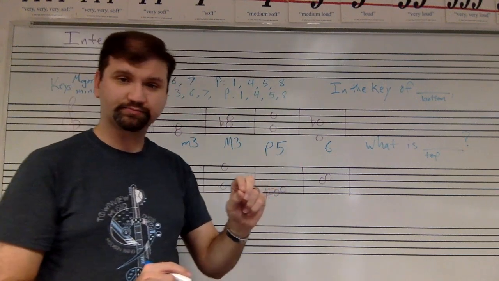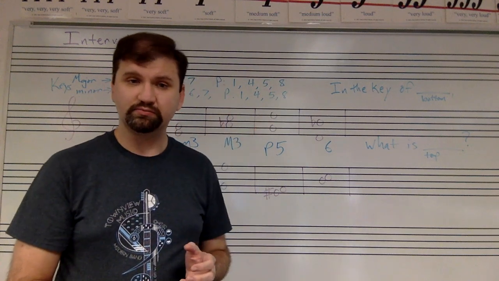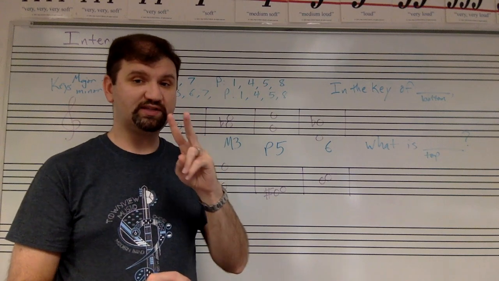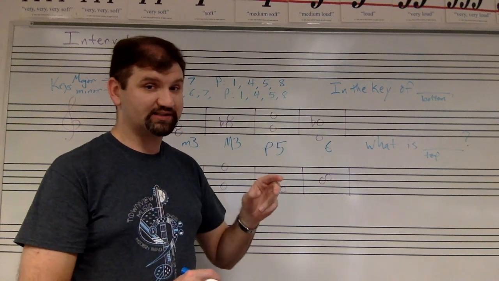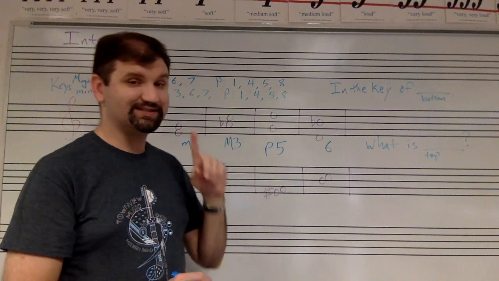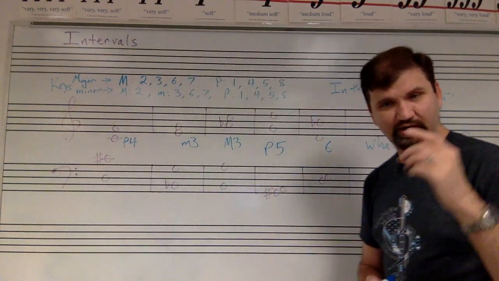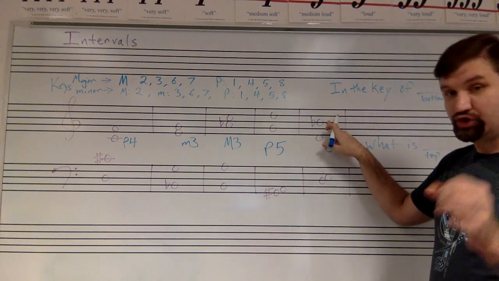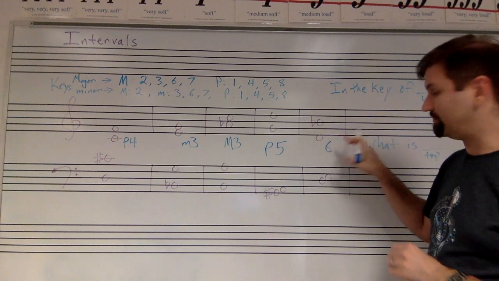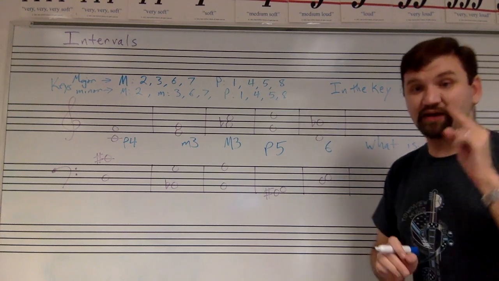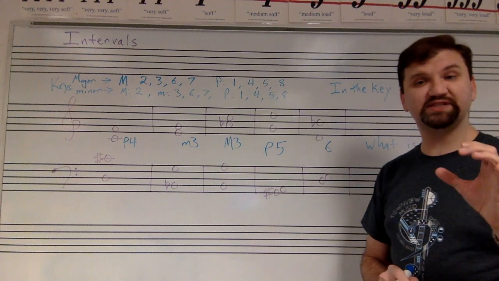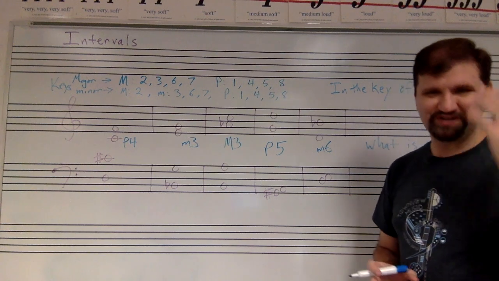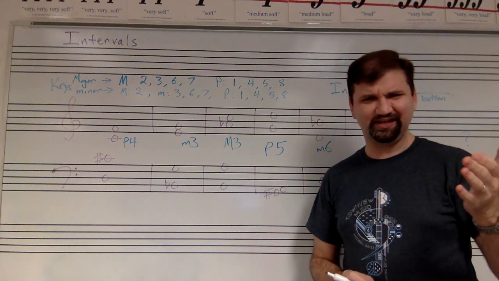My bottom note is D, so I'm going to pick D major. D major has a sharp on F and a sharp on C. D major has no flats. I know that this does not match D major. In D major, everything's natural except F and C, which are sharped, which means that this B should be B natural if this were a major sixth. Because it's not B natural, because it's a B flat, it's a half step smaller than a major sixth, which is a minor sixth.